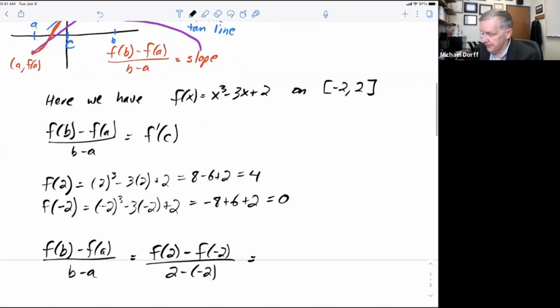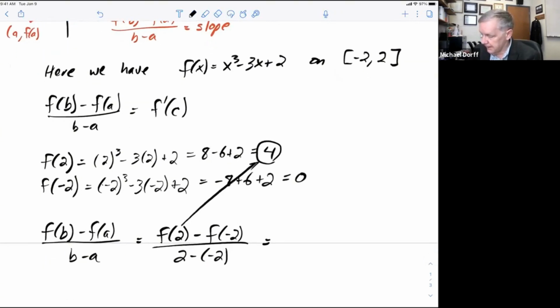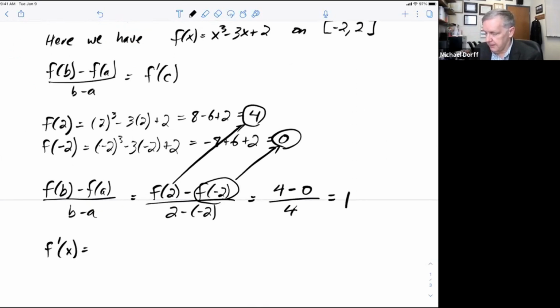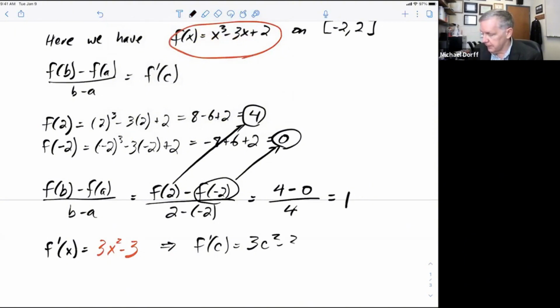And we just saw that f of 2 was 4 and f of -2 was 0. So I'm going to have 4 minus 0 over 4 in the bottom, which gives me 1. And what's the derivative of f? Well, using my function f here, to take that derivative, it's going to be 3x squared minus 3. So if I put in a c there for x, I'm going to get 3c squared minus 3.